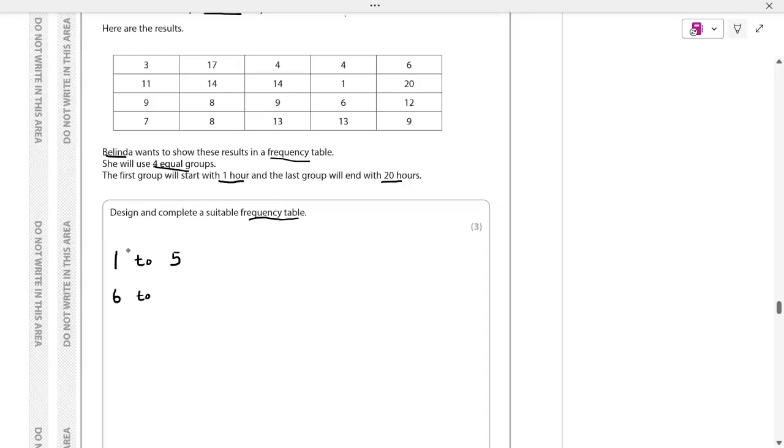6 to 10, 11 to 15, then 16 to 20. Sorry, this will be 16, not 15, to 20. And the table, I'll draw a line. Make sure you use a ruler for this. Drawing a line, and then those are my groups.